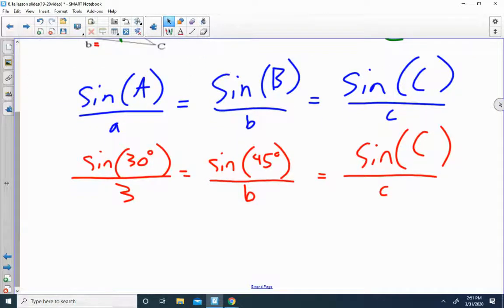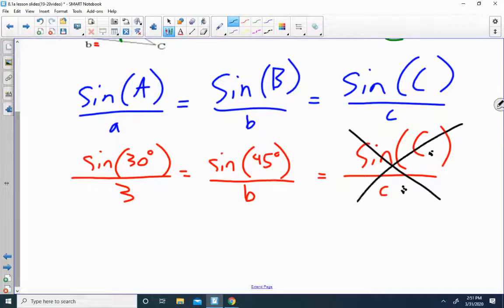Now, I do want to point out, since we don't really have anything for C, if we're missing both the C's, then this is actually going to be useless. We cannot do anything with the law of sines unless we have one of the C's. So we can actually ignore this part for now, and let's just focus on this part. Sine of 30 over 3, sine of 45 over b, or little b. And our goal is we're going to try and use this to find out what little b is.